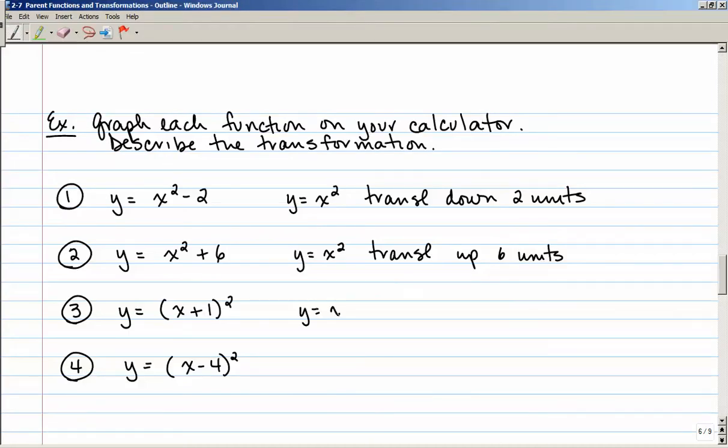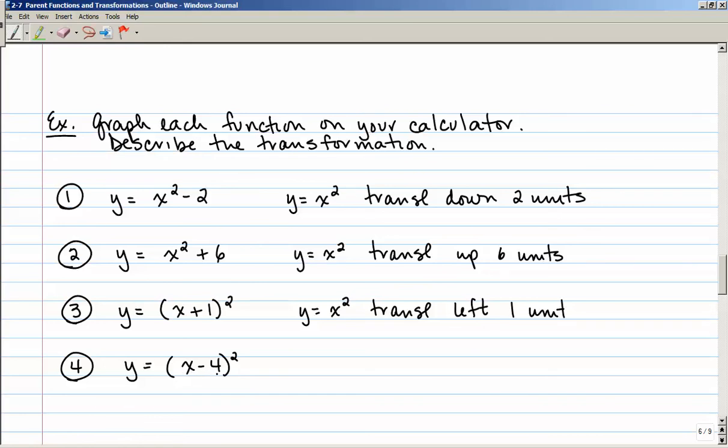So this is y equals x squared translated left 1 unit. Okay, notice that's kind of interesting because left we tend to think of as being negative, but in this case it's a positive, x plus 1. So what do you think is going to happen with this one?